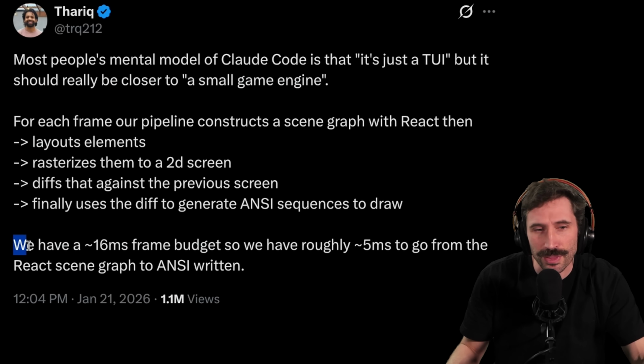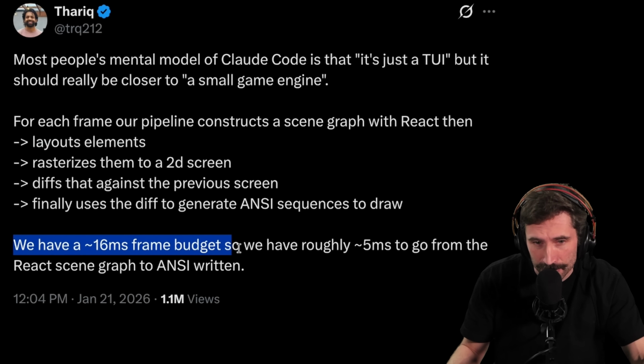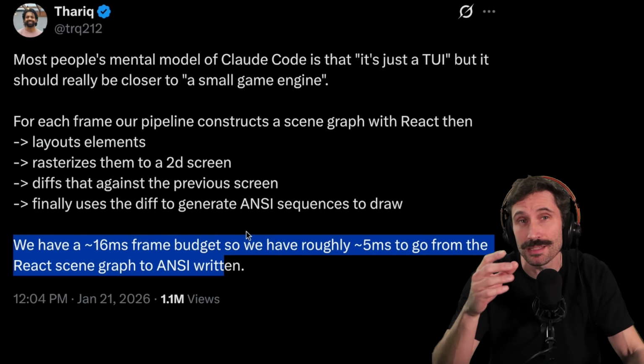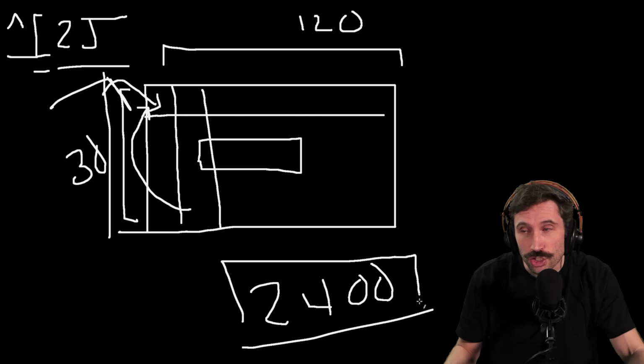And that's it. And so they have roughly a 16 millisecond frame budget, and roughly 5 milliseconds to go from React to ANSI. That means React takes 11 seconds to lay out something on approximately 2,400 pixels. We're going to talk about this, okay?